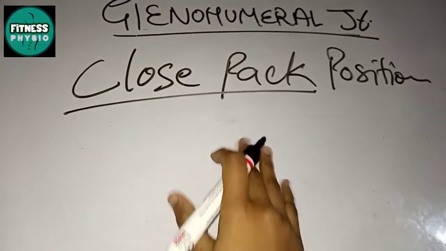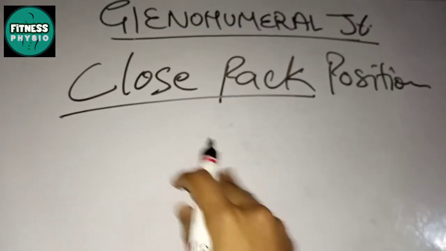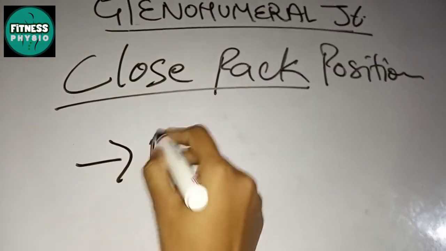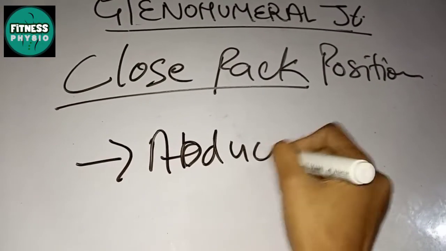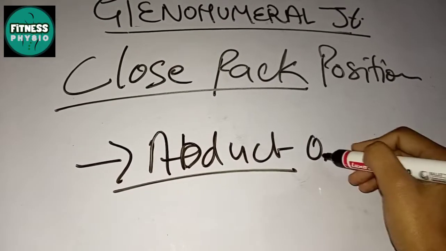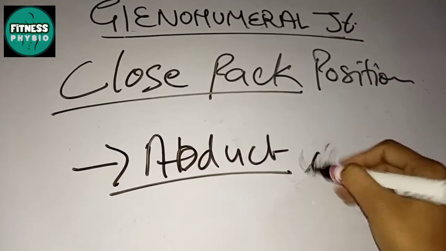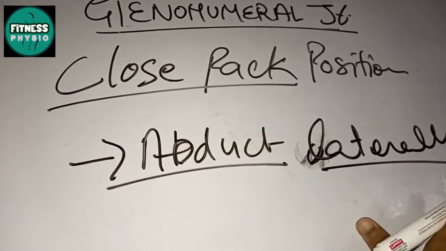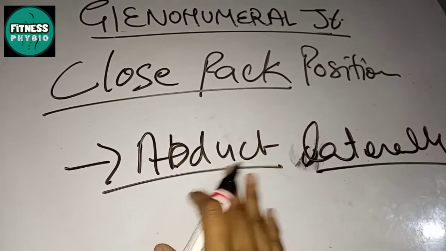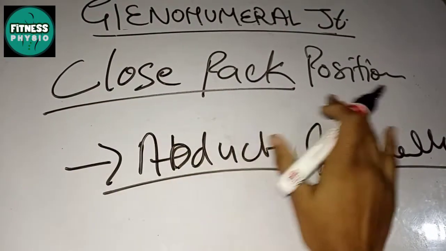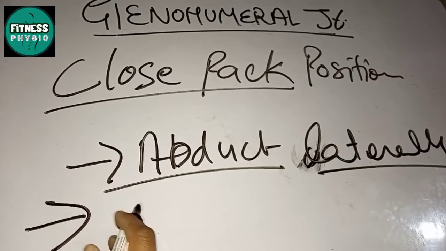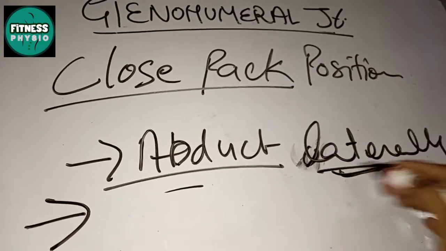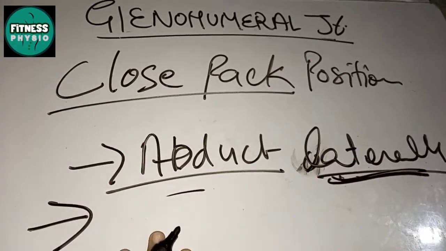If I ask you what is the close packed position of your shoulder joint or glenohumeral joint, it is when you abduct the arm and rotate it laterally, abduction with lateral rotation. This time it is your close pack position. Why? Because your capsule is taut when you abduct or laterally rotate your arm. So this is your close pack position.